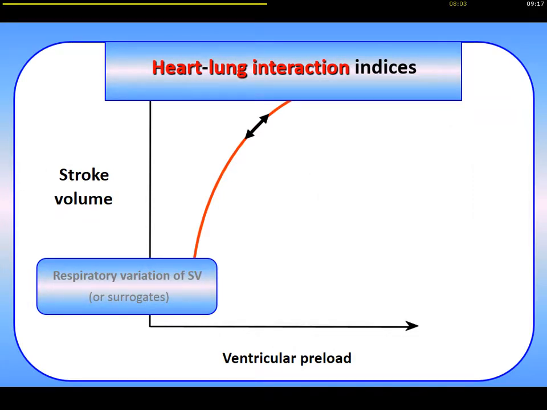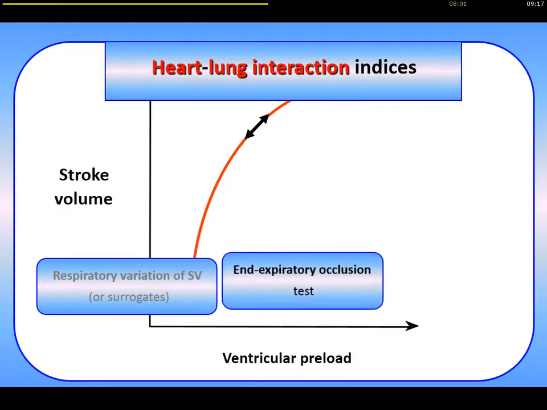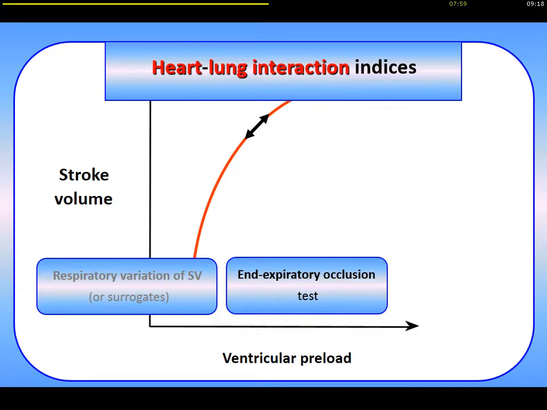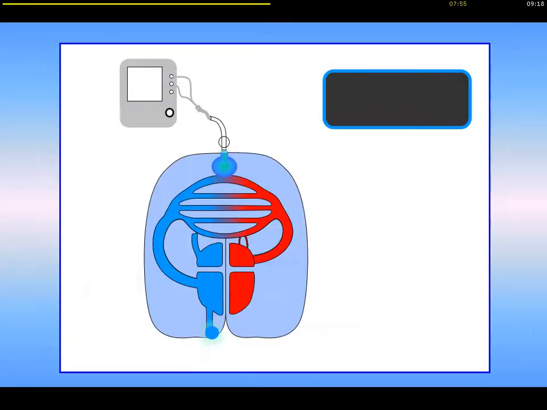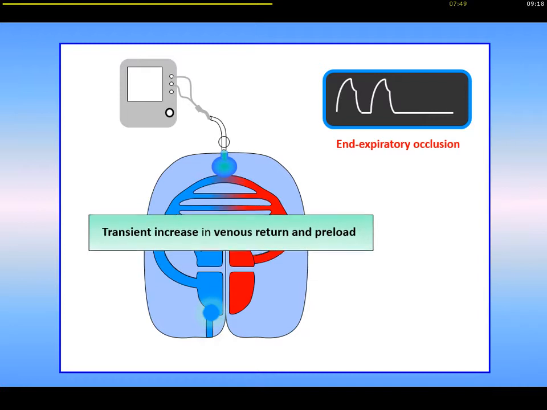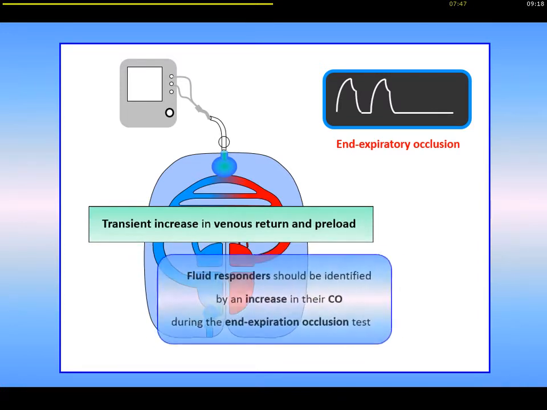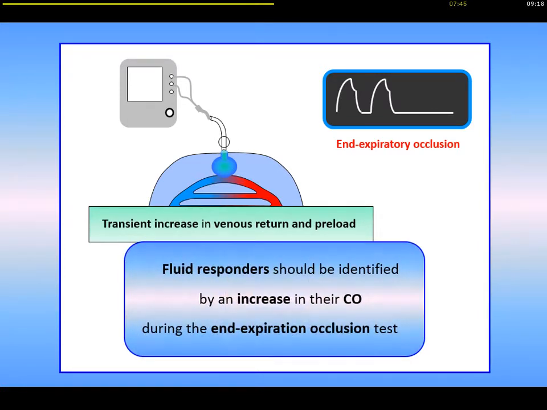But we have other tests. For example, we can use the end expiratory occlusion test, which consists in interrupting the ventilator at the end of expiration. You can do this for 15 seconds, and you can prevent the decrease in venous return which normally occurs during insufflation.